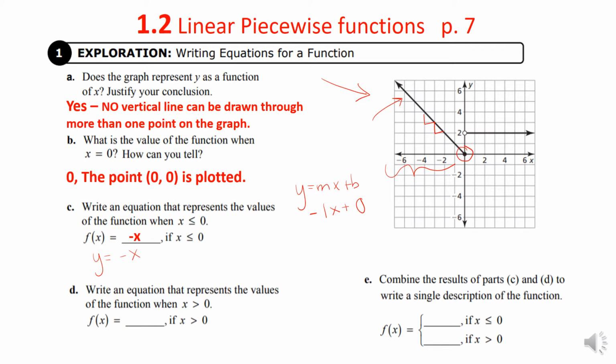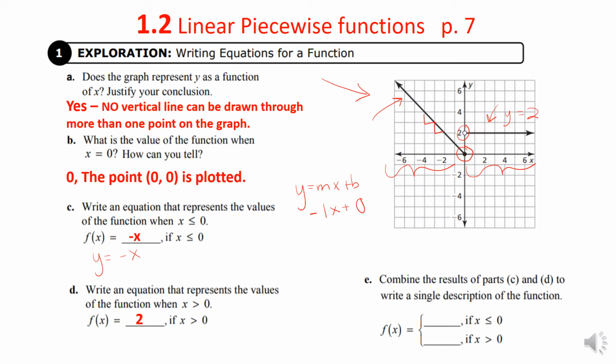Then in D, they're asking what is the equation that represents the values when x is greater than but not equal to 0. So we see right here, that's how they show us not equal to. And this is a horizontal line, and it's y equals 2. So that's what I'm going to put in for the function.